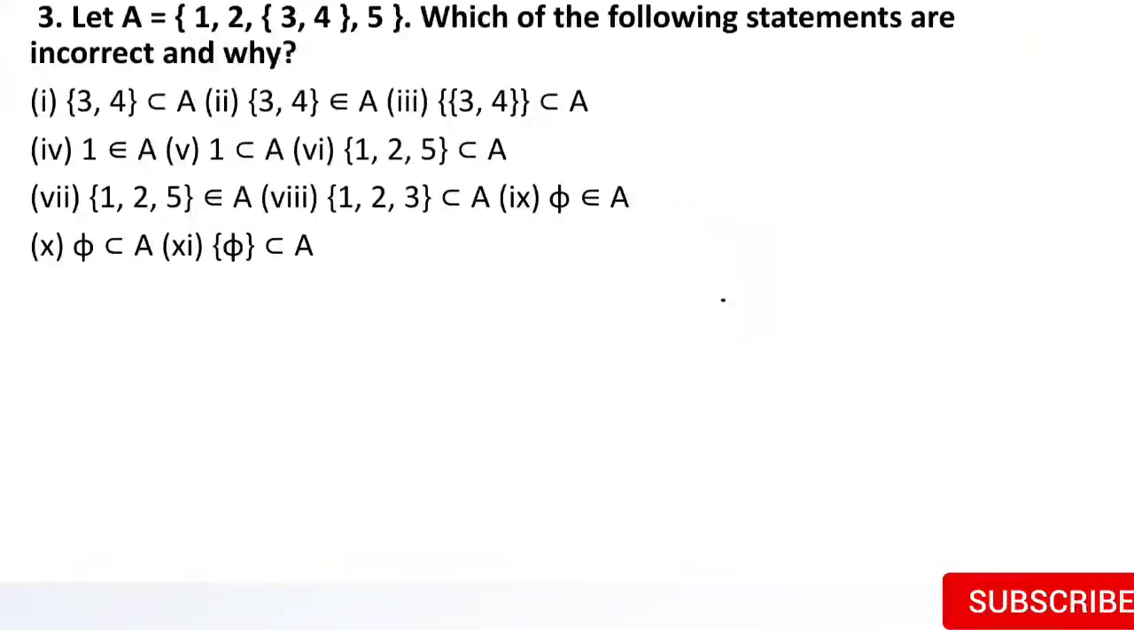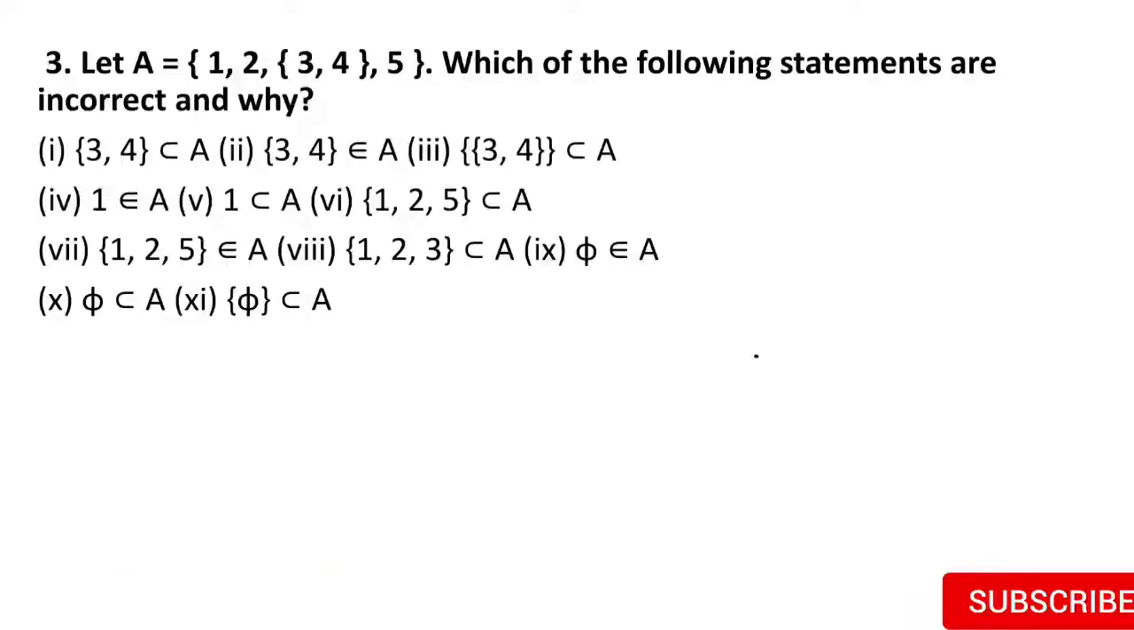Let A be equal to the collection of 1, 2, set of 3, 4, 5. Which of the following statements are incorrect and why? Here set of 3, 4 is a set, but it is a member of set A. That means it is like an element.